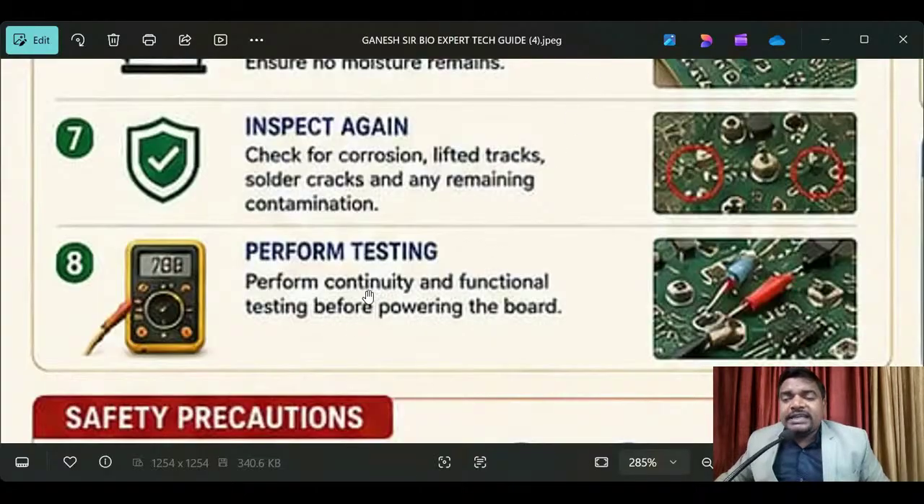Now perform testing. See here. After all things, don't connect the power supply. Before connecting the power supply, you have to check all continuity, because sometimes, if you clean, a short circuit can happen. So once, twice, thrice you have to think. Think before you act. That is very important. These are very minute things.